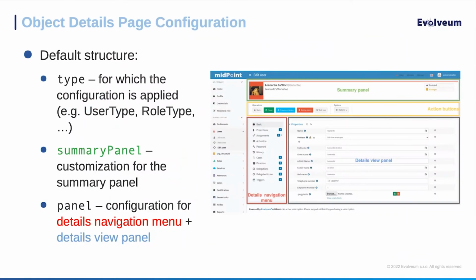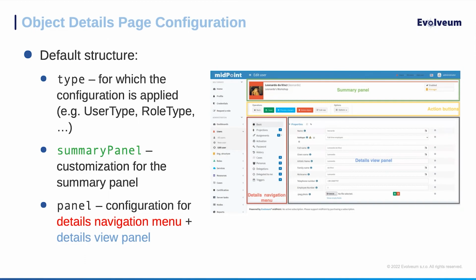First of all, when we are going to customize the look and feel for any object details page, we need to specify for which type the configuration should take effect. For example, is the configuration meant to apply for users, roles, services? The type is mandatory, and in this concrete case, it is also used by the merging mechanism. So the configuration for the details of a user can be merged together from system configuration object, all role-like objects, and from archetypes.